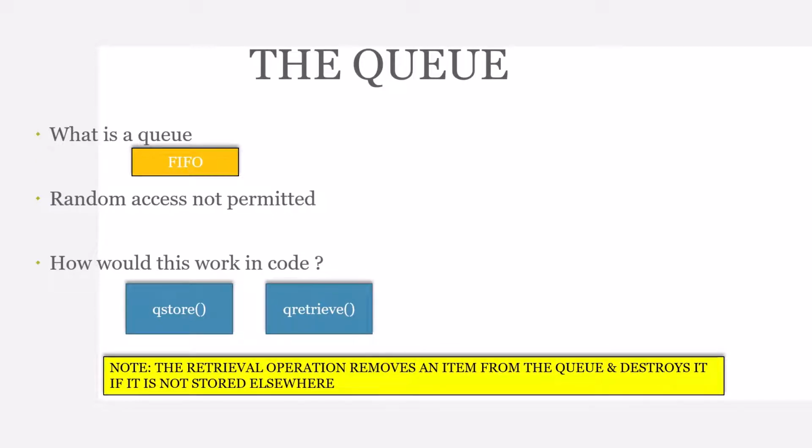Important to note that the retrieval operation removes an item from the queue and destroys it. Why is it destroyed? Because remember, the queue is a memory concept. So unless we store that task somewhere or store the information somewhere, it is going to be lost.